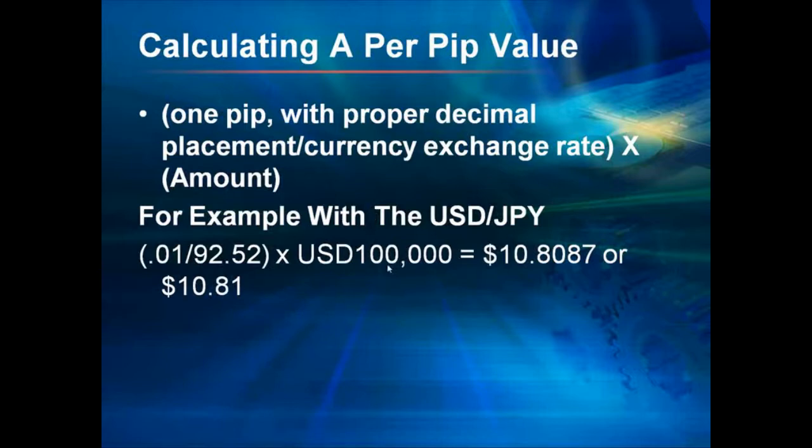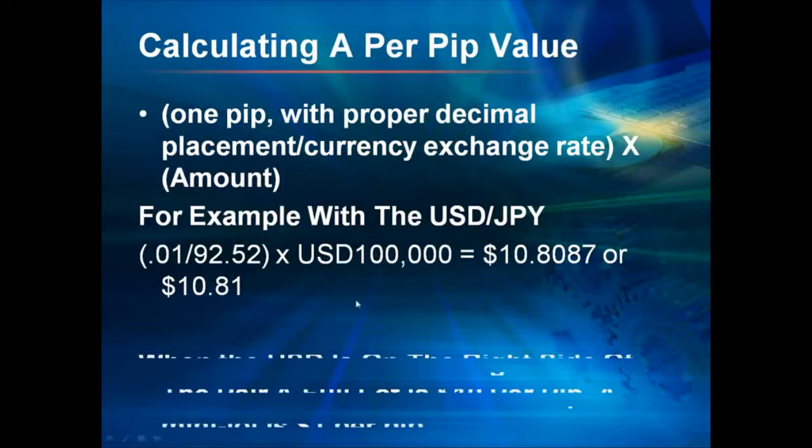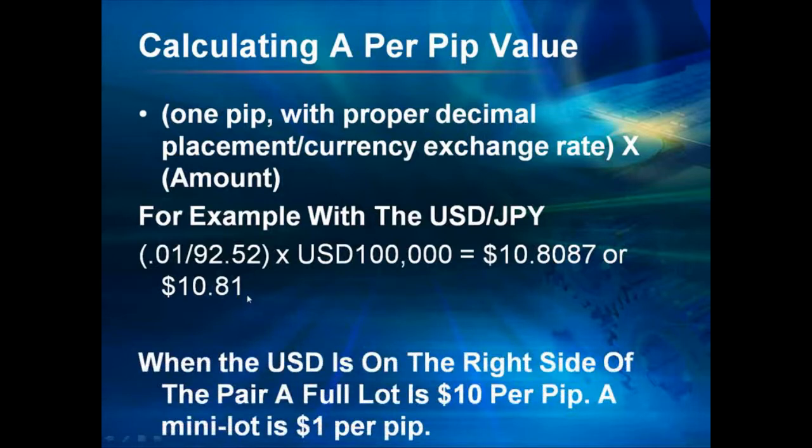That's what we want to calculate the per pip value for. So the per pip value in this case is $10.81 (10.087 rounded), or 10.81 to make the calculations easier. And from that, we can then calculate the amount that we're going to risk on any given trade.